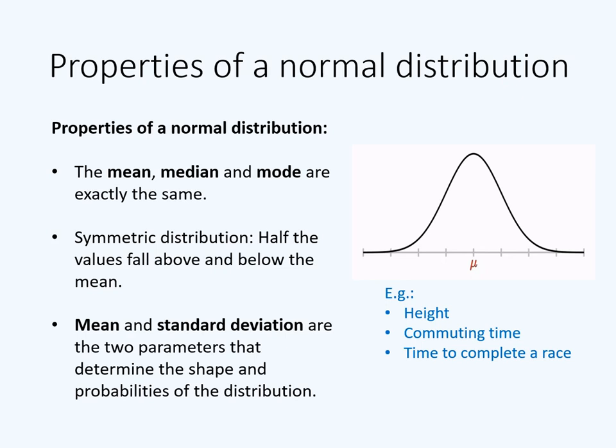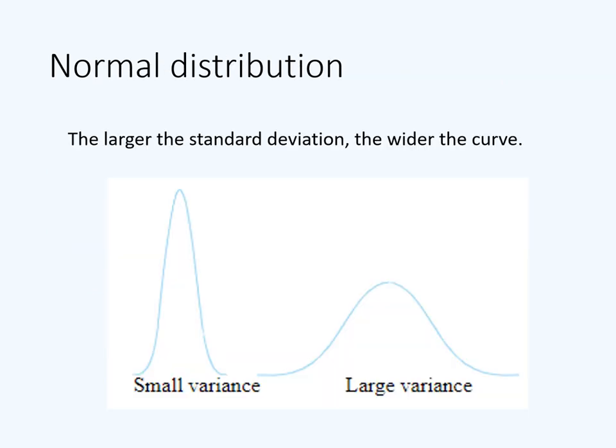And when data are normally distributed, the mean, median and mode are exactly the same. Half the values fall above and below the mean, so it forms a bell curve like this. And the mean and the standard deviation are the two parameters that determine the shape and the probabilities of the distribution. And there are lots of different things that are normally distributed, including height, commuting time, time to complete a race, and so on. The larger the standard deviation, the wider the curve.